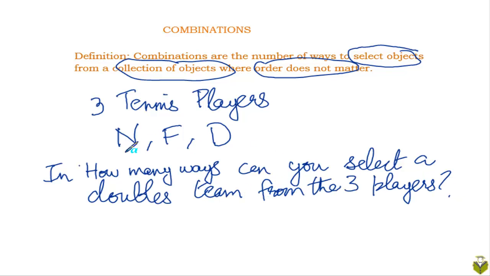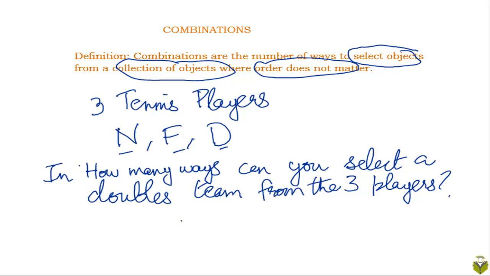So we have these 3 players, Nadal, Federer, and Djokovic. We want to form a doubles team out of these 3 players. A doubles team will obviously have just 2 players, so we have to select 2 players out of these 3. In how many ways can you do that? Before I cover the solution, I'll ask you to solve a question which you can easily do using what we have done from permutations.